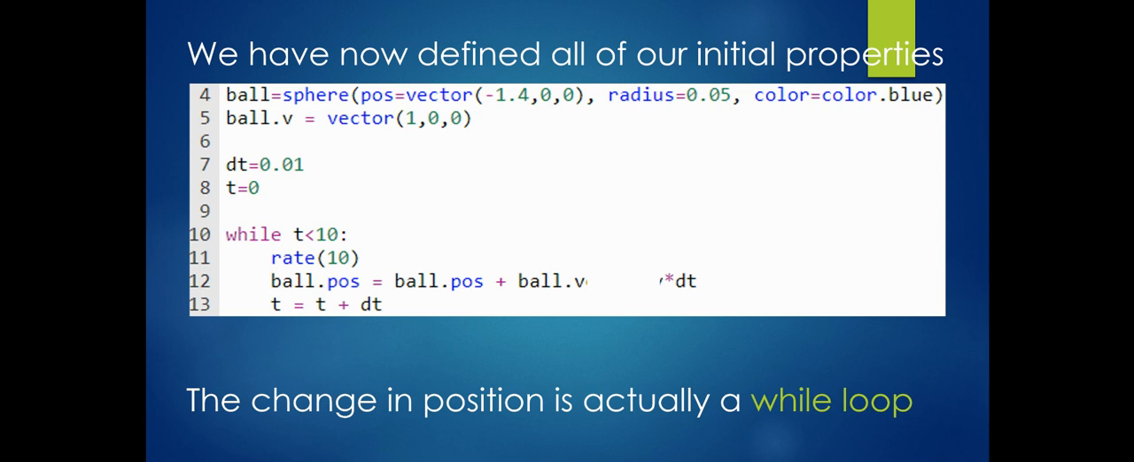Now we also need to update our time. So time equals the current time plus the change in time. So this change in position is actually happening in a while loop. So run your program and see what happens.